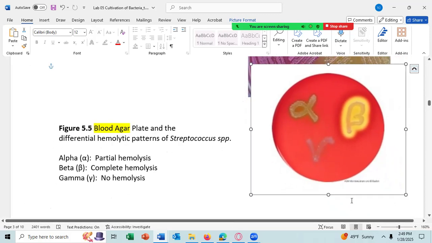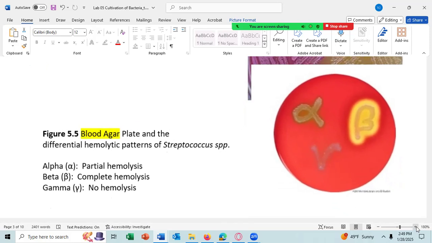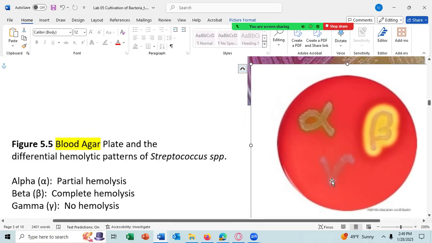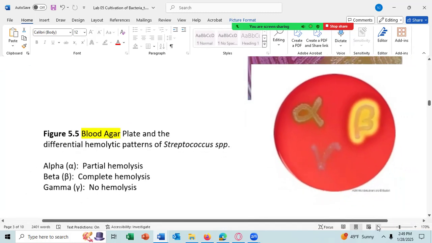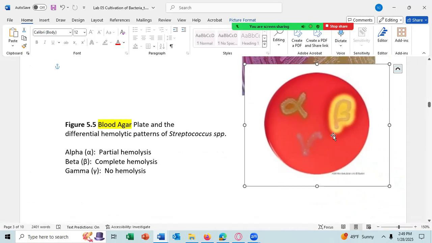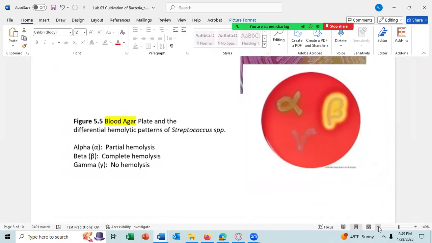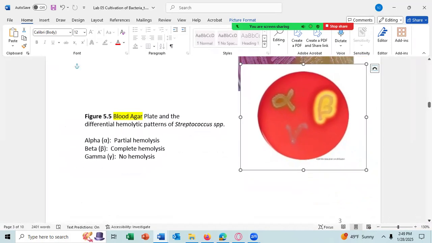And then we have the third type of hemolysis called gamma hemolysis, and there's no hemolytic activity of these cells, meaning the red blood cells are red up until the growth of the bacteria. No hemolysis or gamma hemolysis. Any questions about hemolytic activity and blood agar plates? All right.